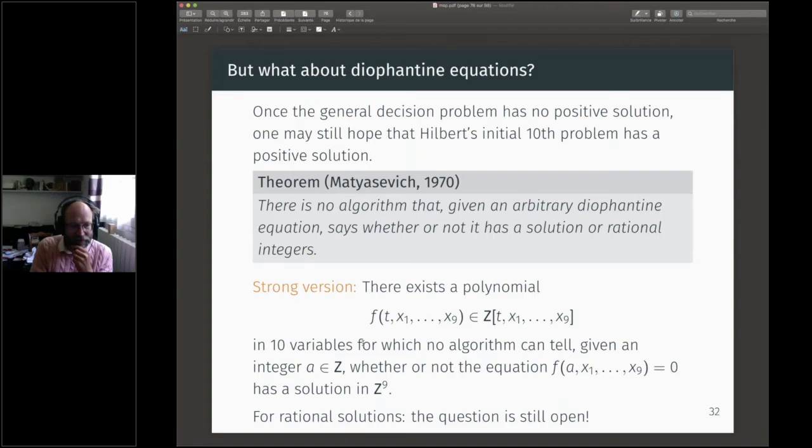And for rational solutions, it's still unknown. If you replace integers by rational numbers, then we don't know whether the decision problem has a positive or a negative solution. People believe that it has a negative solution. There is recent work by people like Königsmann, Björn Poonen, Alexandra Shlapentokh, and so on, that hints to the fact that the answer is negative, but we don't know.